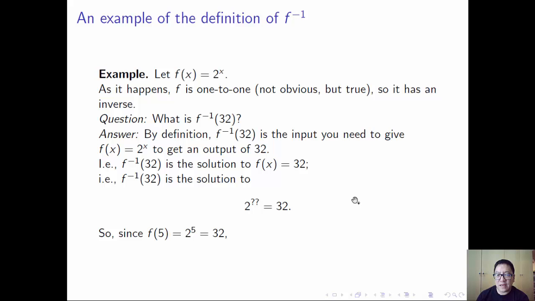Well, hopefully you realize that since f of 5 equals 2 to the 5 equals 32, and let me pause. You can pause the video one more time and try to figure out what that tells you about f inverse of 32. Well, what that tells you is precisely that f inverse of 32 is 5.